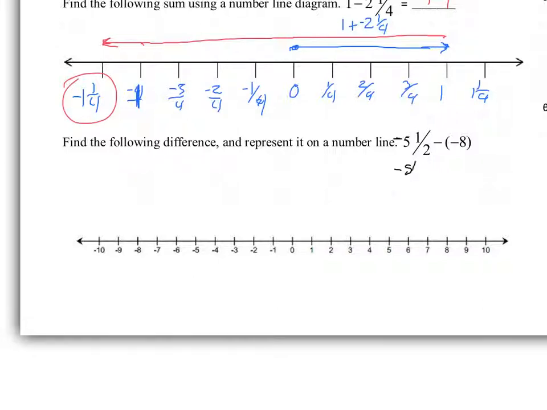So I start by making this add the opposite. We start with a negative 5.5. So that's negative 5 and 1/2. And then we have plus 8. So I'm going to start here at negative 5.5. 1, 2, 3, 4, 5, 6, 7, 8. Takes me right here to 2 and 1/2. Positive 2 and 1/2. Alright, moving on to the next one.